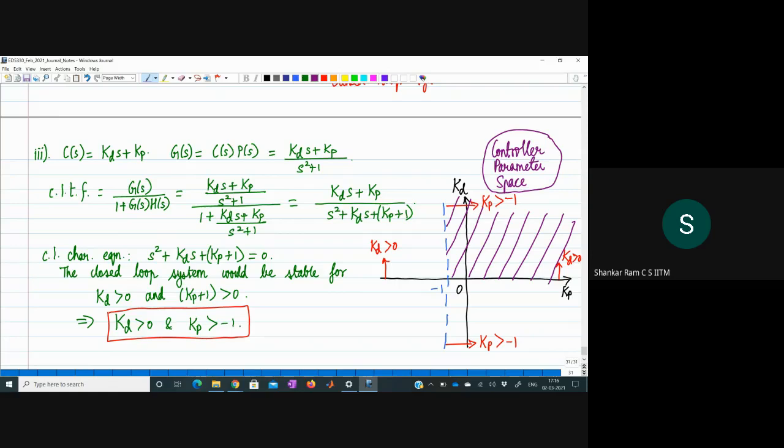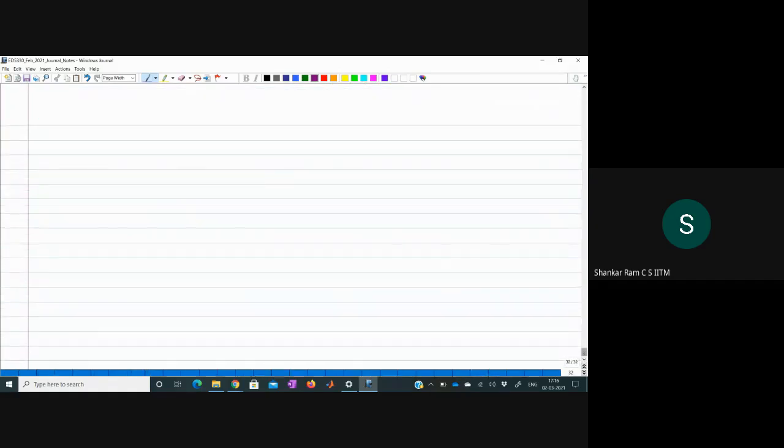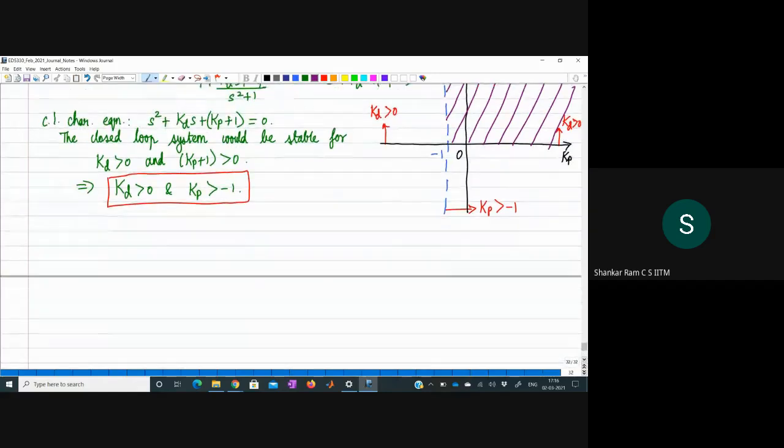We'll also figure out how to narrow down the controller gains even further by looking at closed loop performance. That is something we will learn as we go forward. If you recall, we had looked at closed loop performance by looking at parameters such as settling time and peak overshoot, and getting sub-regions in the left of the complex plane where we require our closed loop poles to be located. That will ensure that performance is met in addition to closed loop stability. So that is something that is important.